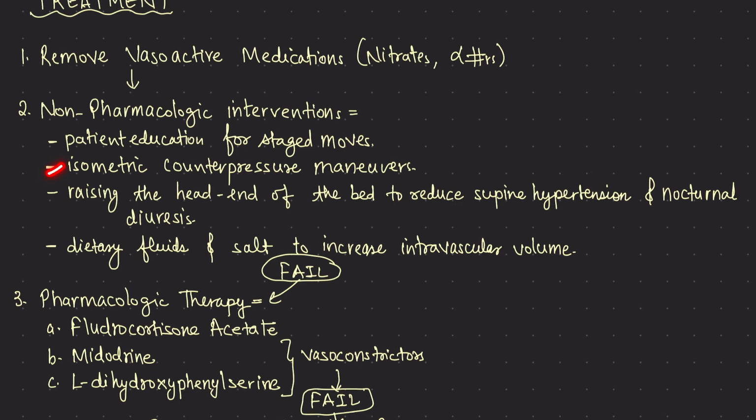Then second thing you can do is isometric counter pressure measures that we discussed previously in the treatment of vasovagal syncope. What were those? Abdominal muscle tensing, hand grip, leg crossing, leg muscle tensing. The most effective is abdominal muscle tensing, right? Then you can always raise the head end of the bed because in orthostatic hypotension there is associated supine hypertension also. Why? Because of autonomic failure. So to prevent the supine hypertension, we have to raise the head end of the bed so that there is prevention of supine hypertension and nocturnal diuresis also.